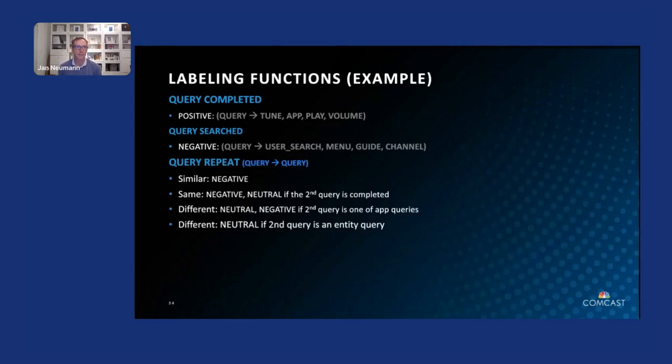If queries are repeated, then depending on how the two queries relate, if they're the same query or very similar queries, the first one would be labeled as negative, right? If they are the same, the second query would be neutral. If they are different, right? If we go into an app, so you give up on us finding the show but you know on which app it is, then we would label that as negative. And if instead of looking for the show, you now change to another entity, like an actor or something, then we don't quite know how to handle that.